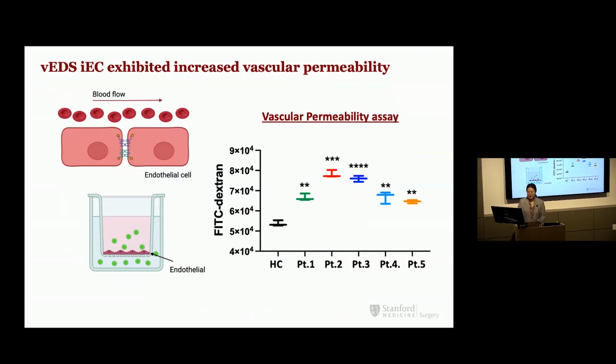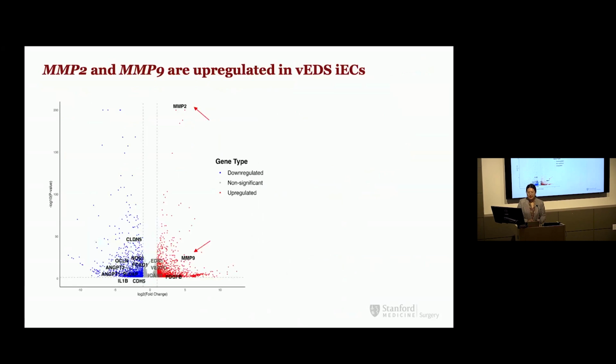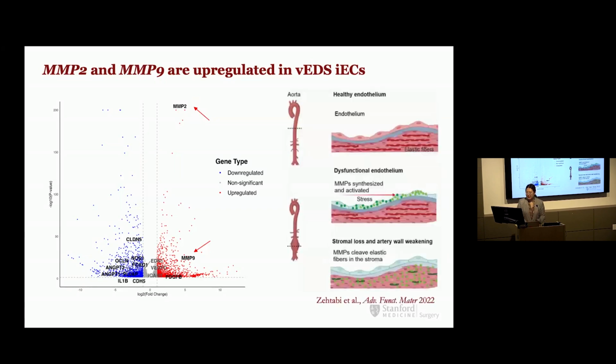We also found significant upregulation of MMP2 and MMP9, these two genes. We know that, compared to healthy arteries, in aneurysm, MMP2 can be produced by the dysfunctional endothelium, and this can induce extracellular matrix degradation and promote aneurysm formation.